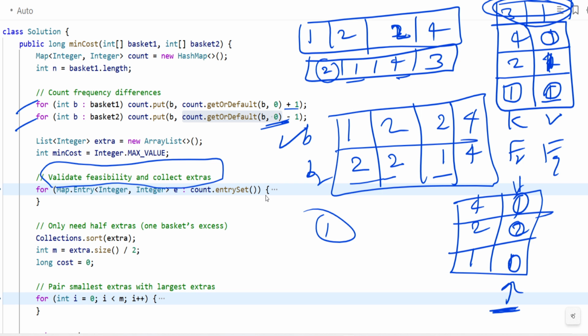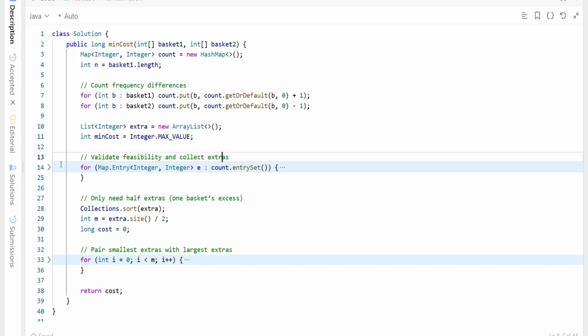Otherwise we'll build the extra. How to find the extra? If extra is coming, we know how to do the swapping, those things. So we'll take extra and divide by 2, and then we'll find the cost. That we will see. Let's understand here.